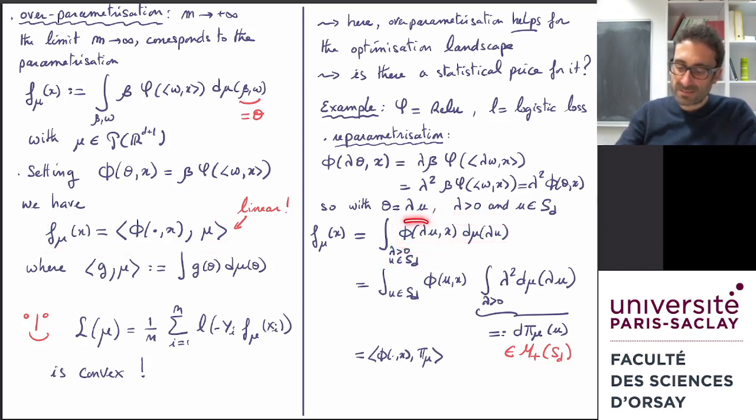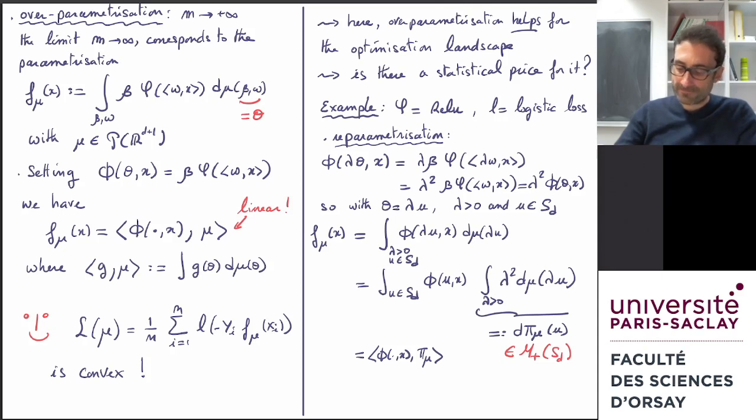Now you know that phi of lambda u is lambda squared phi of u x. So what you can do is integrate first over lambda, and you see that this term does not depend on lambda, so you can put it outside of this integration. I will have phi, I will have my lambda squared, and if I integrate over lambda, this gives me a positive measure on the sphere in R^(d+1). I will call this measure pi mu.